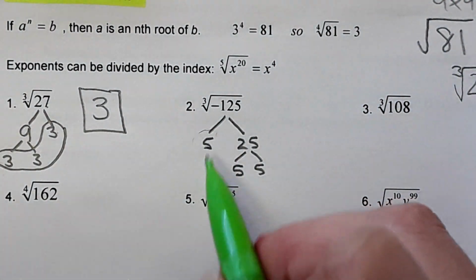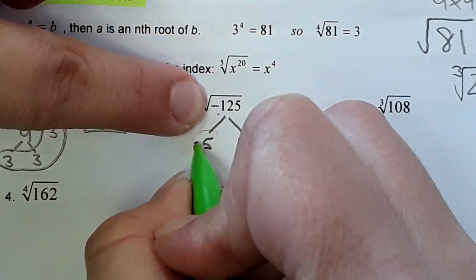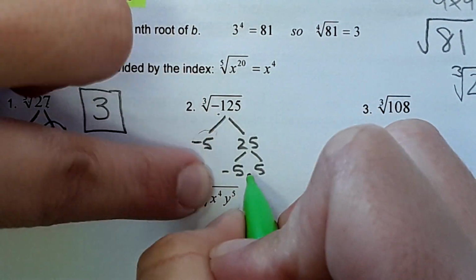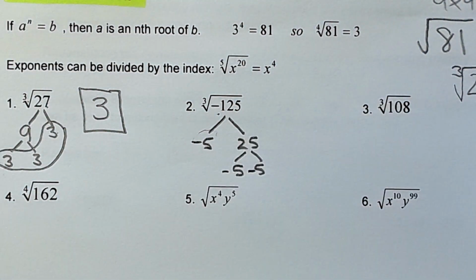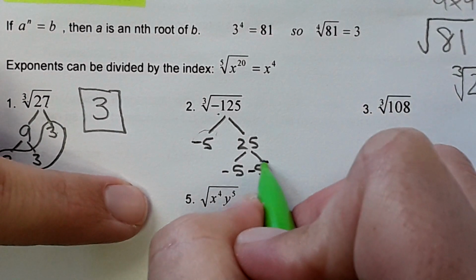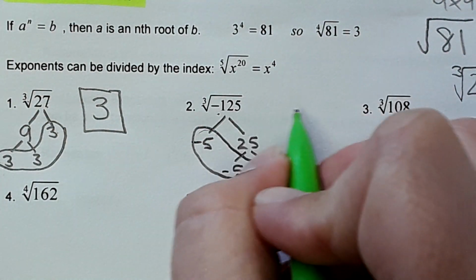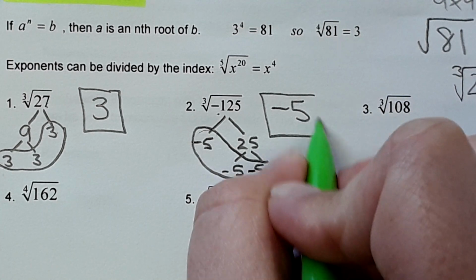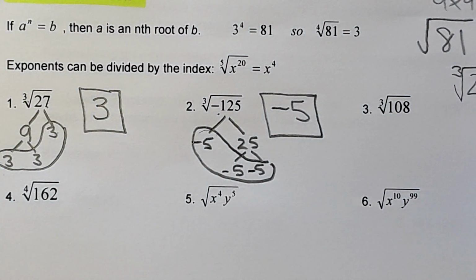So here we have 5, 5, and 5, but notice this is negative. So we're going to turn these all into negatives, because negative 5 times negative 5 times negative 5 would equal negative 125. So here are our 3 numbers. And so just take that out, and our answer is negative 5. So, how do you get the 2 negative 5s from the 25? Those are positive 5s. So negative 5 times negative 5 would be 25.